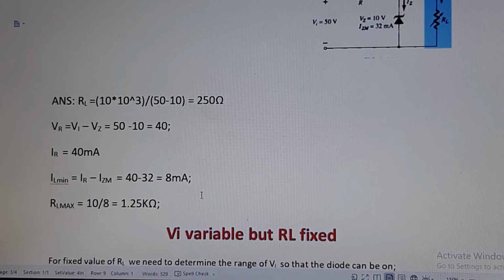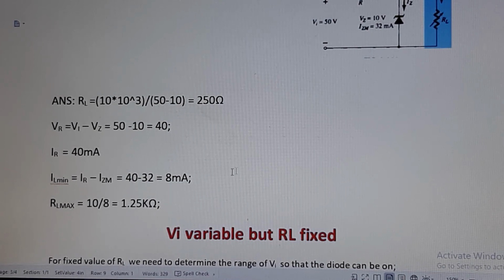So we have found the maximum and minimum region of RL. The maximum value of RL is 1.25 kilo ohm, and the minimum value of RL is equal to 250 ohm. And by this we have also found that IL is equal to 8 milliampere, and if we apply the voltage rule, that is I is equal to V by R, then we can also find the maximum value of IL.